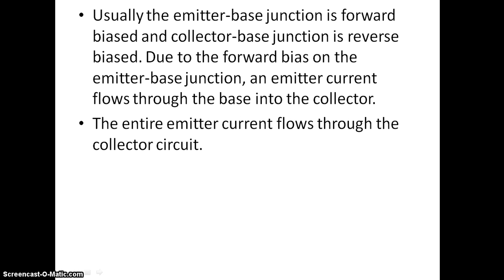Okay, so this is what we have discussed. Usually the emitter base junction is forward biased and the collector base junction is reverse biased. So this is how a transistor operates. Due to the forward bias in the emitter base junction, emitter current flows through the base into the collector. So the entire emitter current flows through the collector circuit.